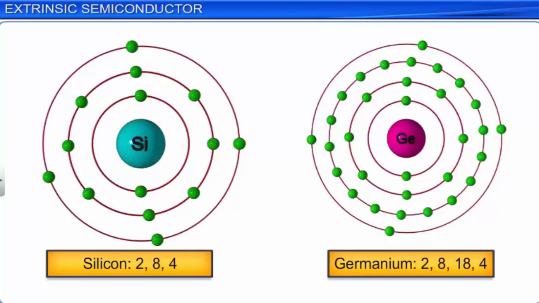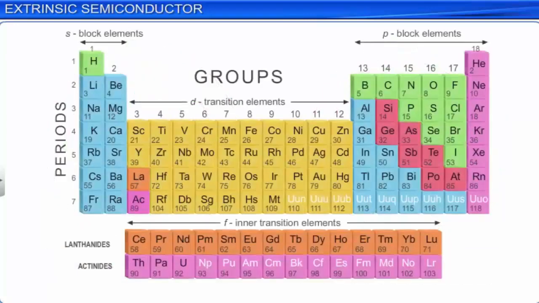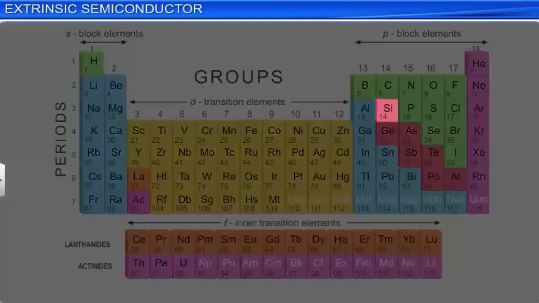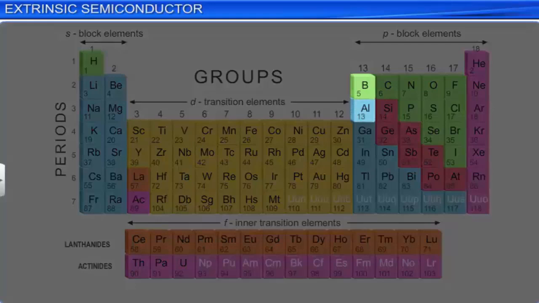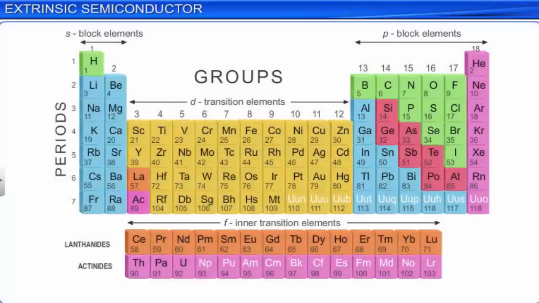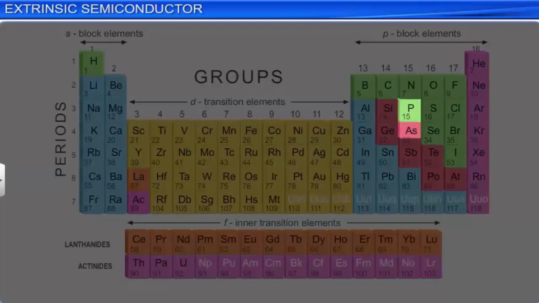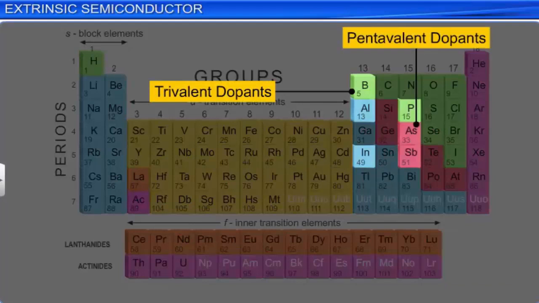Commonly used dopants are either trivalent or pentavalent neighbors of silicon and germanium in the periodic table. Commonly used trivalent dopants that have 3 valence electrons are boron, aluminium, and indium. Commonly used pentavalent dopants that have 5 valence electrons are phosphorus, arsenic, and antimony. The addition of trivalent and pentavalent dopants creates 2 different types of extrinsic semiconductors.